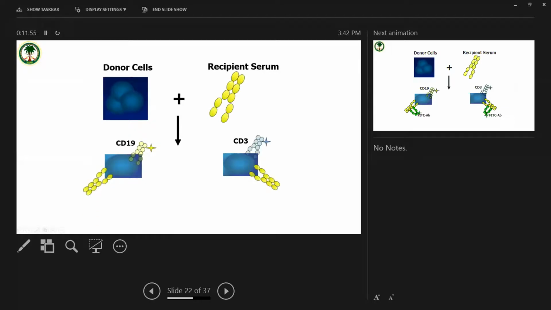The technique is very simple. We isolate the donor cells and then we mix them with the patient serum. We leave it for a while, give it time to see if there is an antibody bound to the donor cells, and then we tag the B cell with CD19 and we tag the T cell with CD3. We add the secondary antibody that is attached with the fluorochrome. If there is any primary antibody bound to the cells, it will bind and it will give you more fluorescence.